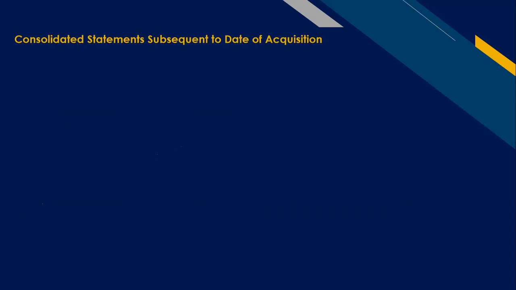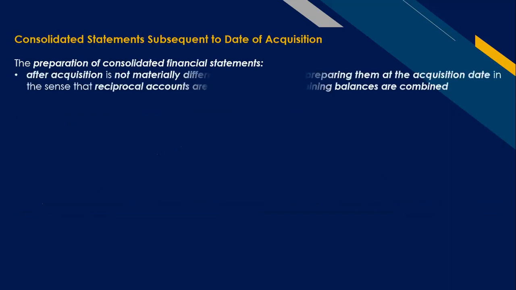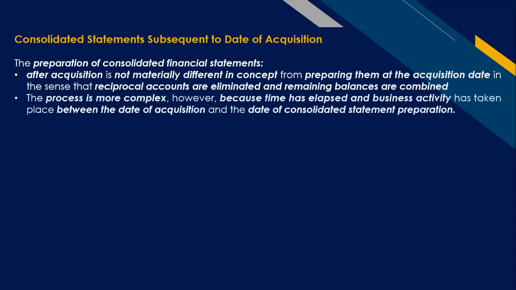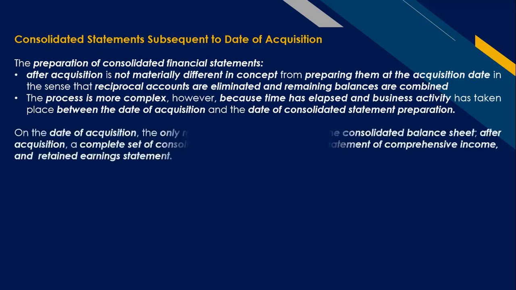Now we have the consolidated statements subsequent to the date of acquisition. The preparation of consolidated financial statements after acquisition is not materially different in concept from preparing them at the acquisition date, in the sense that reciprocal accounts are eliminated and remaining balances are combined. Now, one of the reciprocal accounts that is eliminated is the investment account. So that is still applicable to consolidated statements subsequent to date of acquisition. The process is more complex, however, because time has elapsed and business activity has taken place between the date of acquisition and the date of consolidated statement preparation.